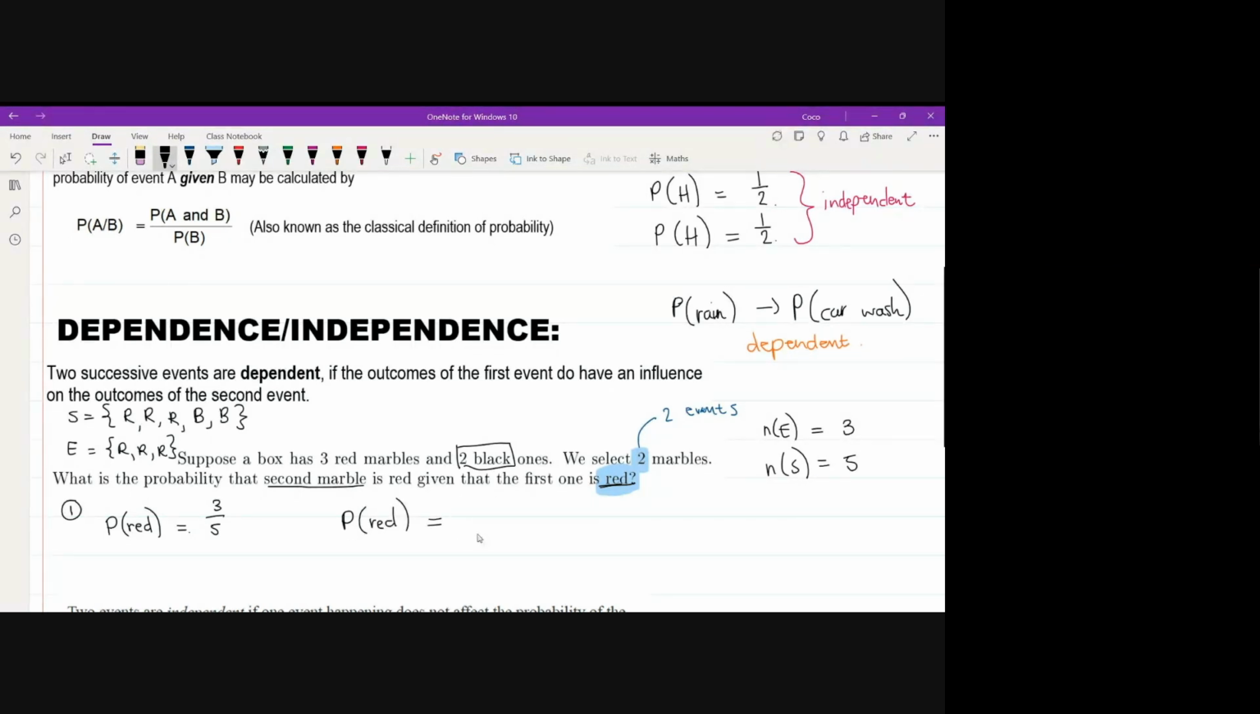I don't know whether in the first event I pulled out a red marble or a black marble. Am I making sense? Thumbs up. Everybody okay with that idea? I'm not sure what happened in my first picking of a marble, so I can't be sure what the probability of the next one will be. I just want to make sure, does everybody understand the statement that ma'am has just said?